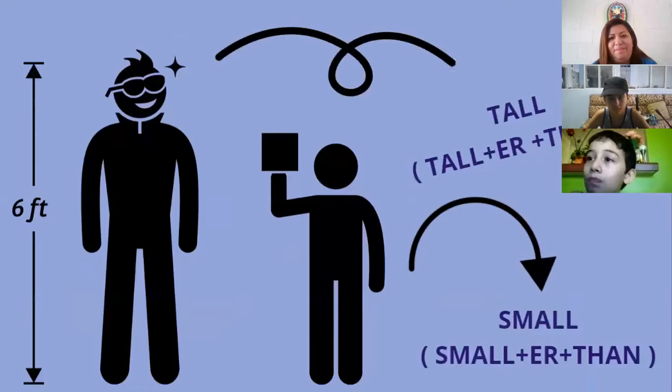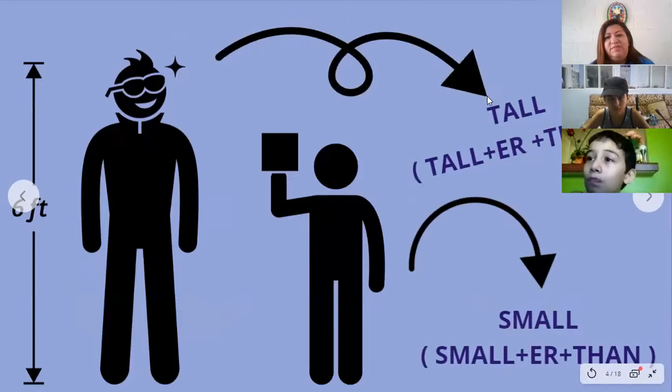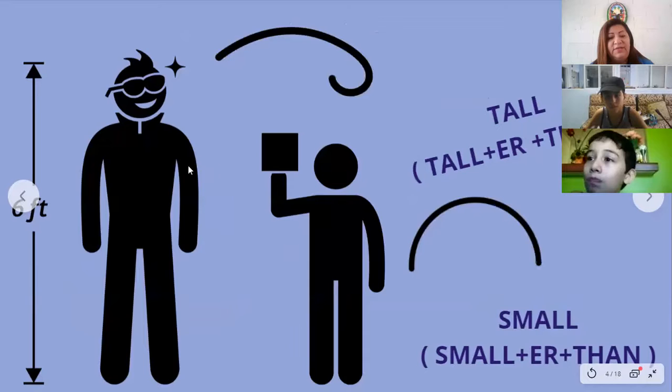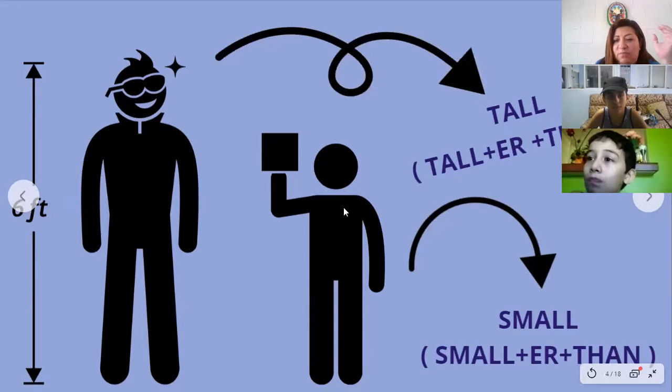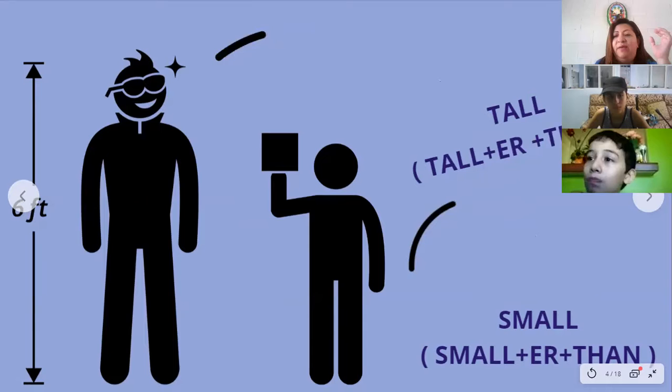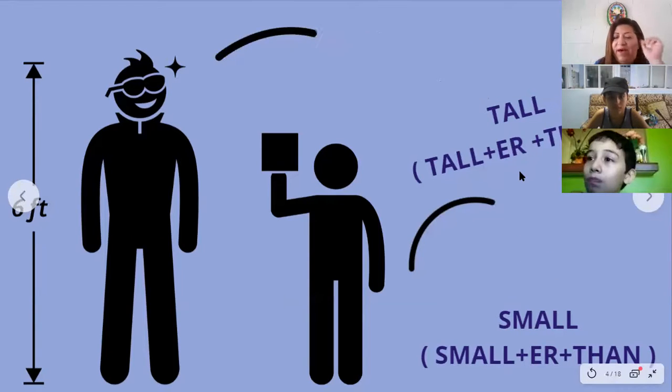Okay, let's continue. Here we have a very nice example. The adjective is tall, and the second adjective is small. We can see on the picture, he is 6 feet tall, and he is smaller than the first example. We have the adjective tall, and we have a formula, or the steps, that we are going to follow to transform this adjective into a comparative adjective.